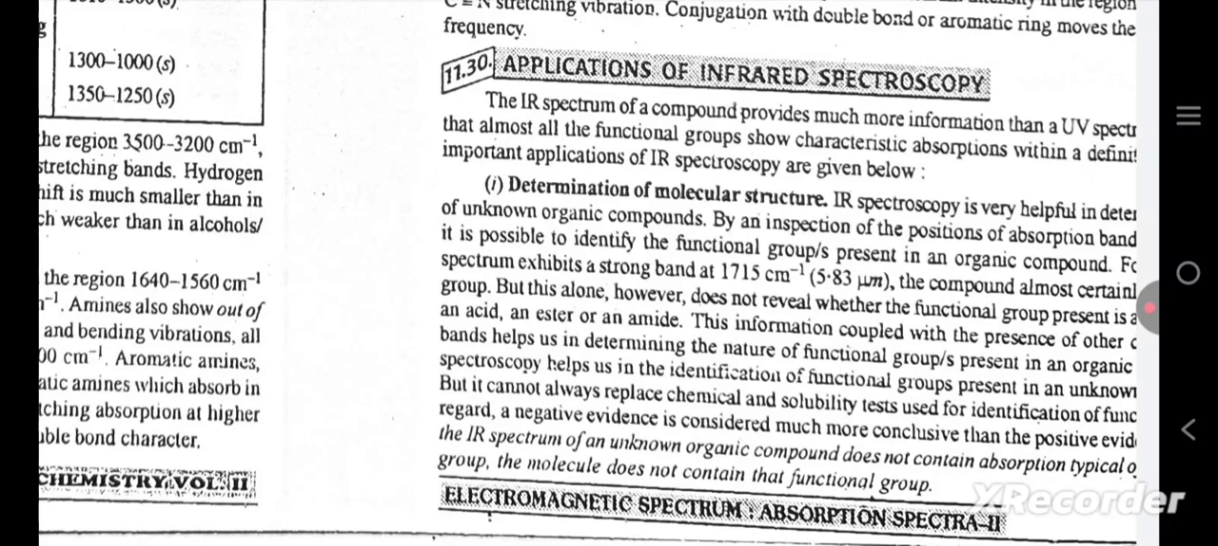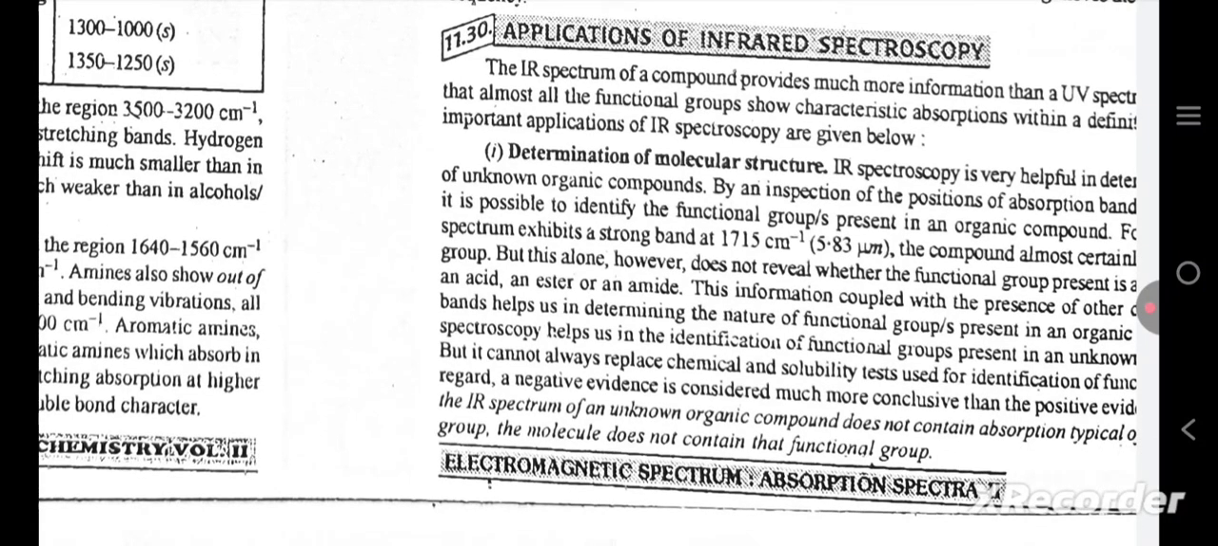Spectroscopy helps us in the identification of functional groups present in an unknown, but it cannot always replace chemical and solubility tests used for identification of functional groups. Negative evidence is considered much more conclusive than positive evidence. If the IR spectrum of an unknown organic compound does not contain absorption typical of a group, the molecule does not contain that functional group.